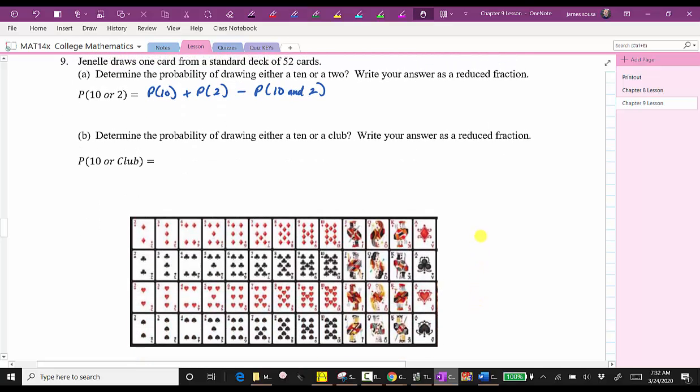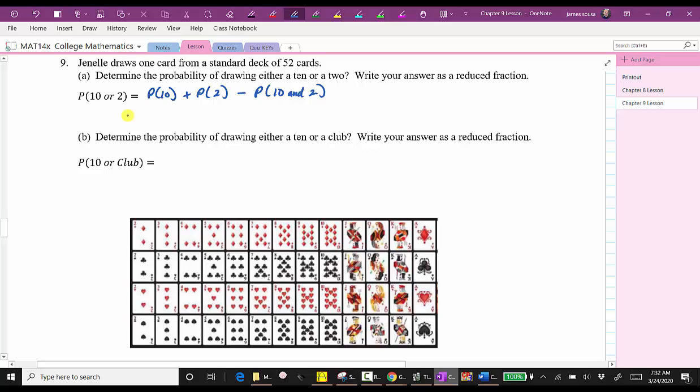Looking at the cards below, we know there are 4 10s in the deck, and therefore the probability of drawing a 10 card is 4 divided by 52, plus the probability of drawing a 2 card is also 4 divided by 52, and then minus the probability of drawing a card that is a 10 and a 2. There are no cards in the deck that are a 10 and a 2 at the same time, which gives us minus 0.